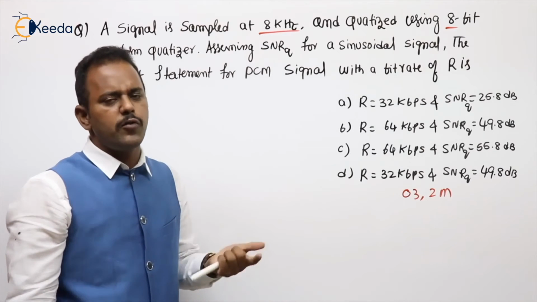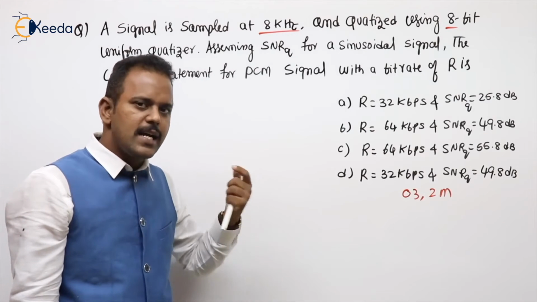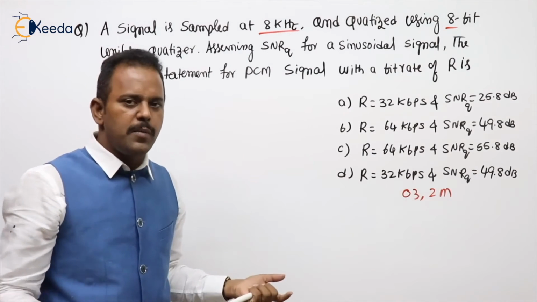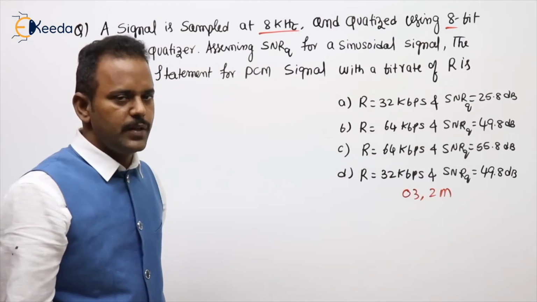In 2003, a number of questions came. Overall, you can check in analog, digital, random variables, information, in all the topics, more questions came. Almost 25 to 26 marks came only in the communication system.